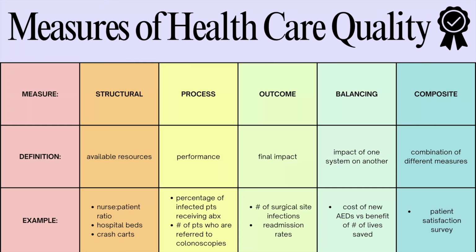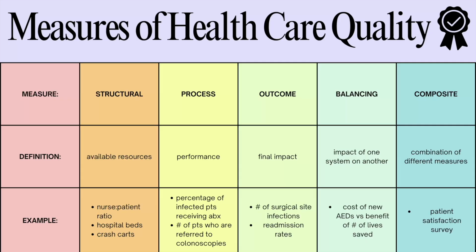First concept you're going to want to be familiar with is measures of healthcare quality, and we'll go through these now. Structural measures have to do with the available resources to an organization, so things like staffing ratios, hospital beds, or crash carts. Process measures have more so to do with the performance or actions of employees in a healthcare system. So, are we giving antibiotics to patients? Are we referring patients to colonoscopies?